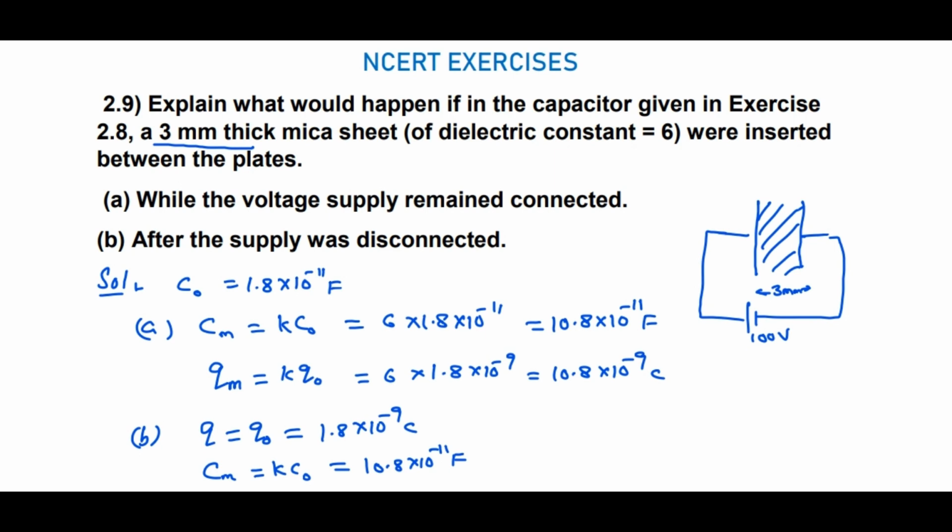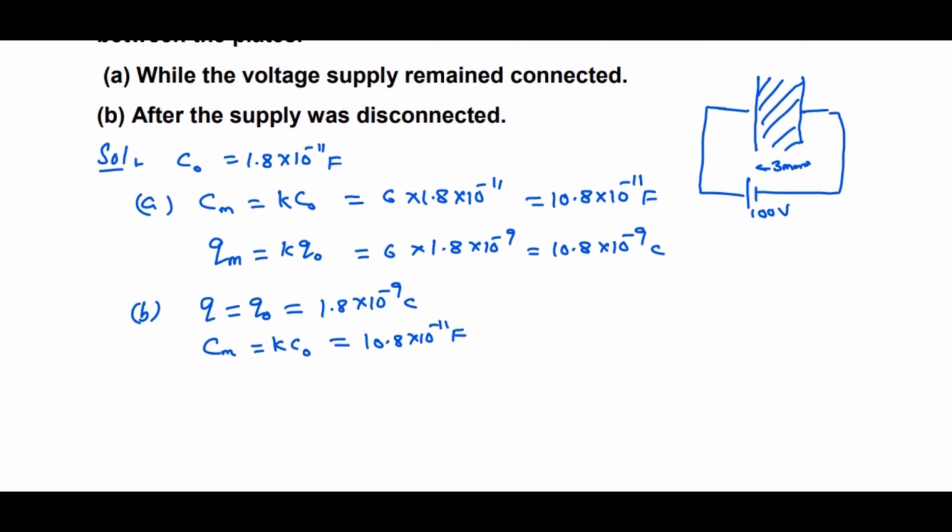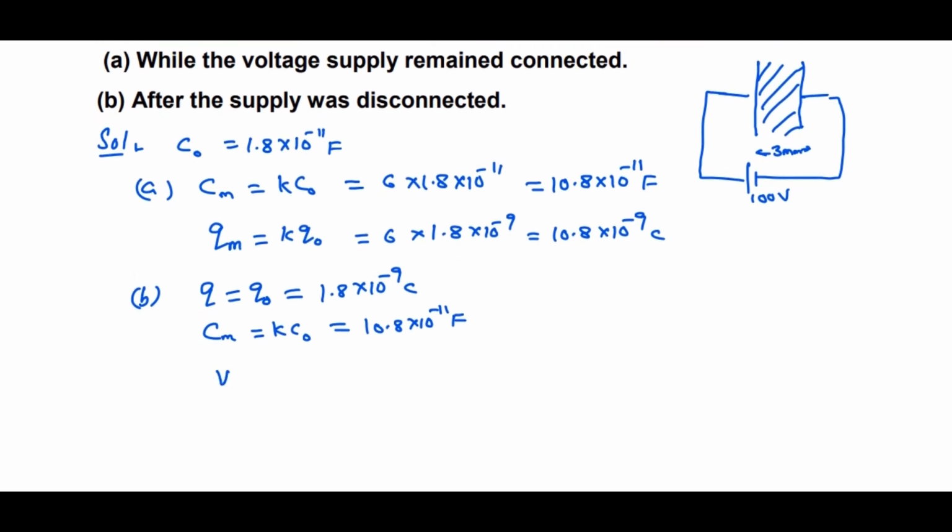So whether the battery is disconnected or remains connected, there is no change in the capacitance. Coming to voltage, when the medium is introduced and the battery is disconnected, it is V naught by K. Previously it was 100 by 6, which is equal to 16.6 volt. So this is the potential difference between the plates of the capacitor. Thank you.